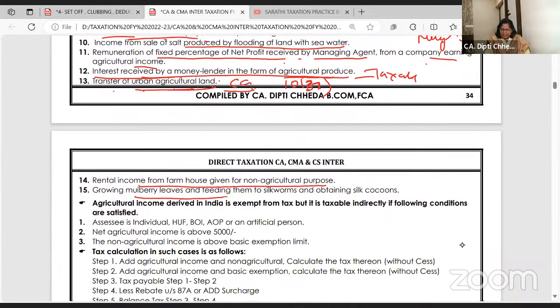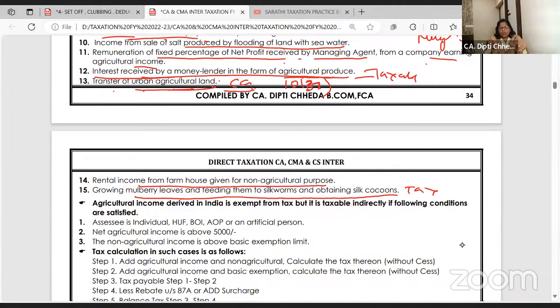Growing of mulberry leaves, feeding them to silkworm, obtaining the silk. From the larva, you know, the silkworm gives silk thread, and then weaving is done. Very well taxable.